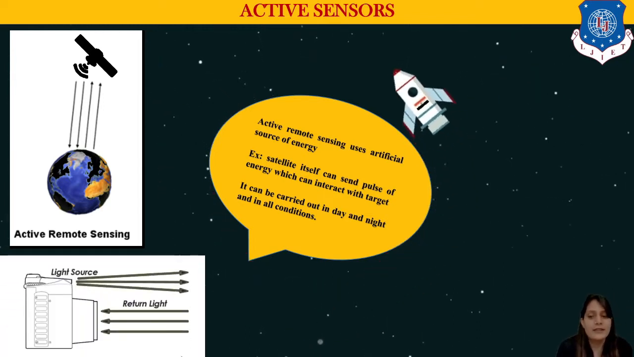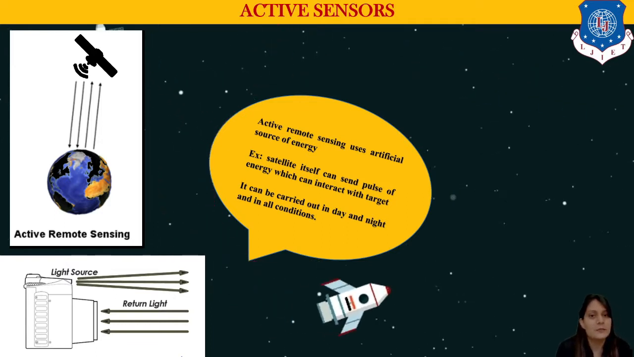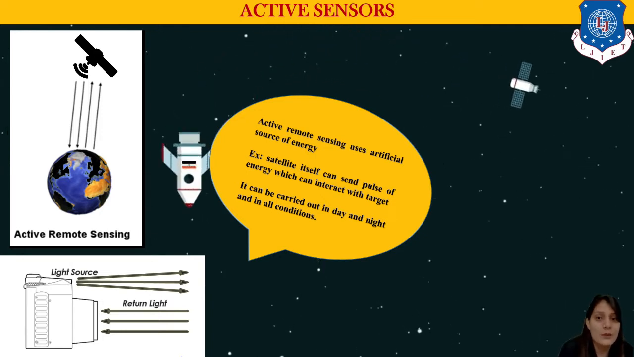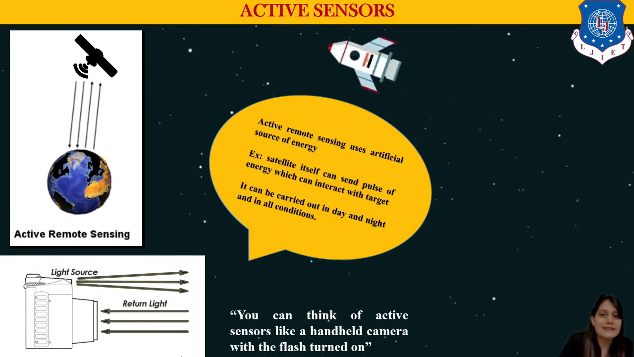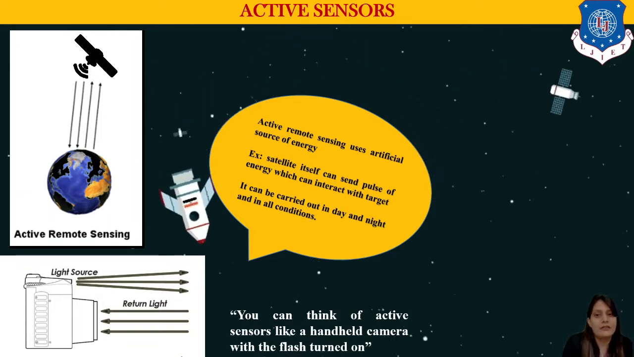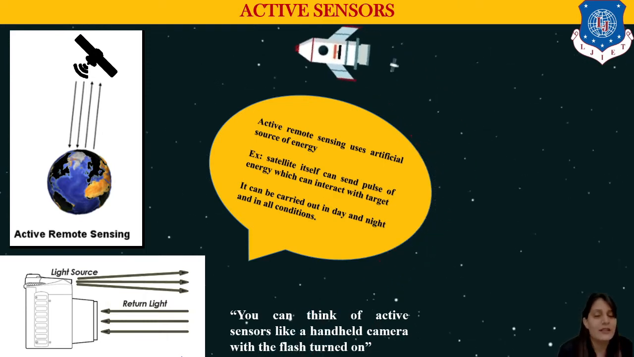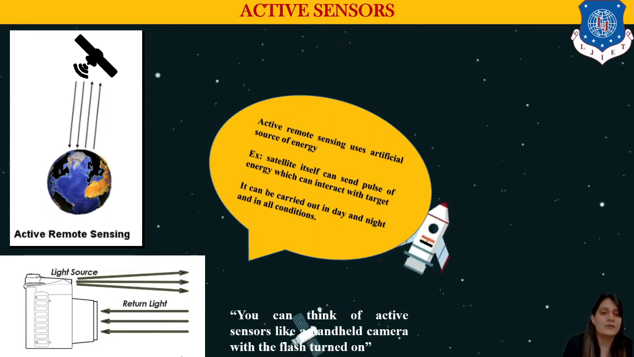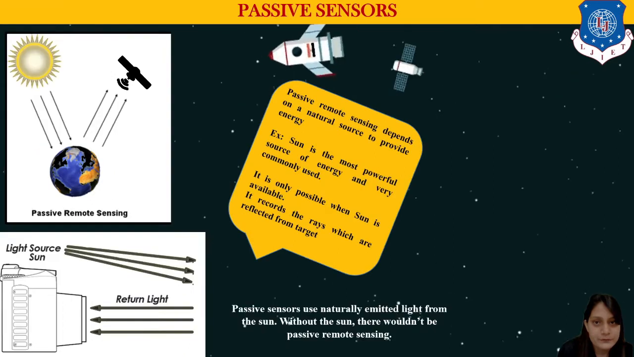Now see, the light source. You can see the light is sent and that light is returned back to the sensor itself. This is known as active sensors. So you can think of active sensors like a handheld camera with the flash turned on. When we turn on the flashlight, we capture the image, and that is a handheld camera, which works on the principle of active sensors, right?